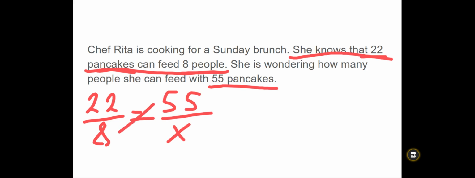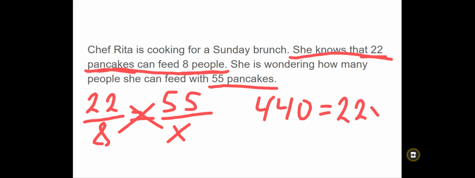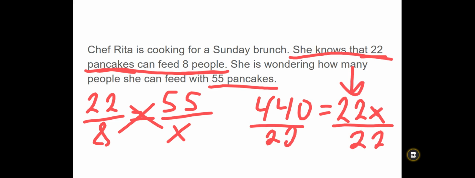Let's cross multiply. 8 times 55 gives me 440. 22 times X is going to give me 22X. Divide both of those by the coefficient that we have right here, so divide them both by 22. And then 440 divided by 22 is going to give me 20. So that means she can feed 20 people with 55 pancakes, according to the proportion that they have there. Light work. Let's do another one.